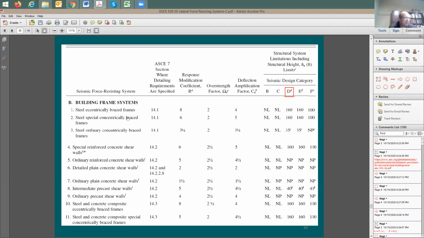Now, if you are doing some analysis for your building, and you have two options to choose from, option 1 and option 2, we call this B1 and this B2, and you have the same weight for the building. Which one do you think is going to result in higher seismic forces? Is it going to be B1 or B2? B2. B2 is going to have higher forces.